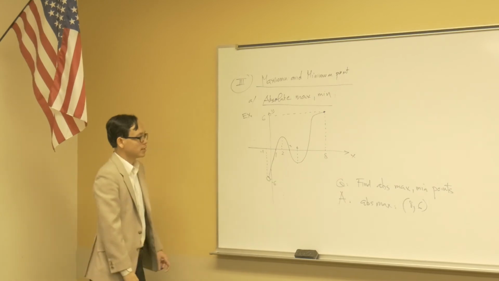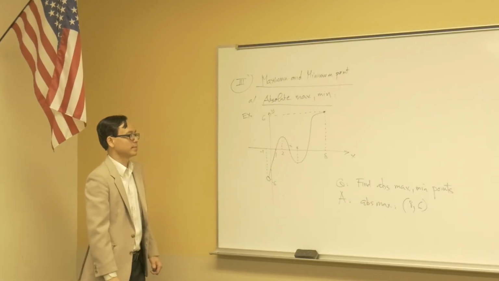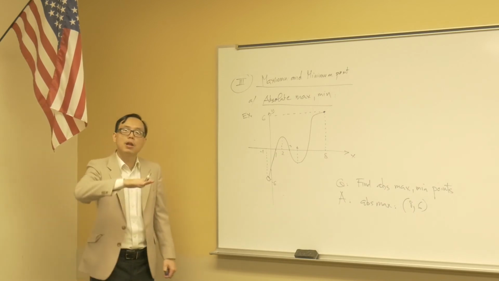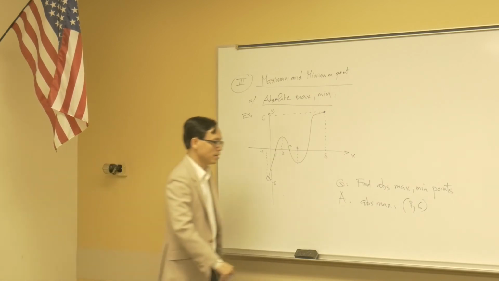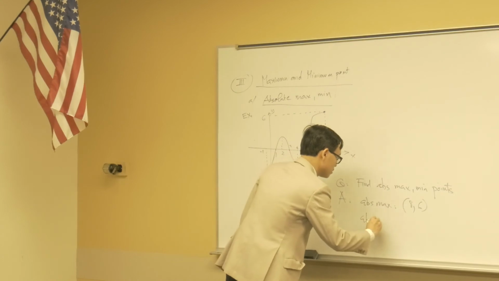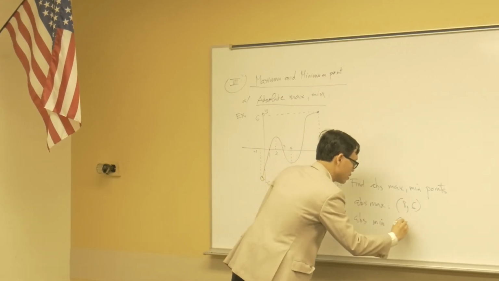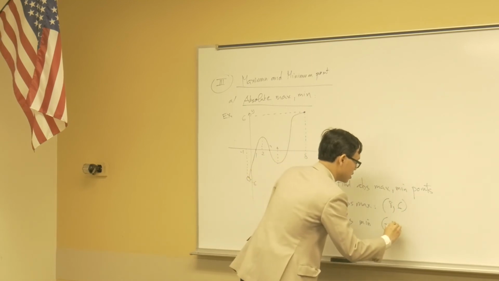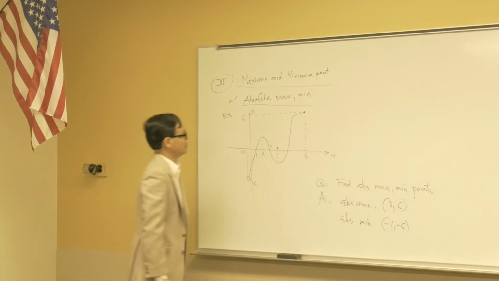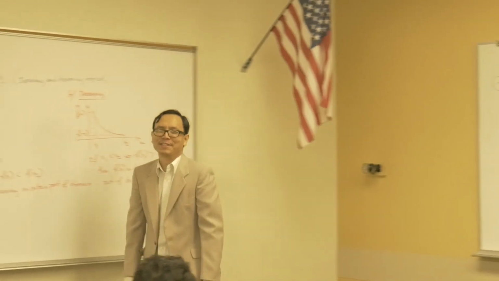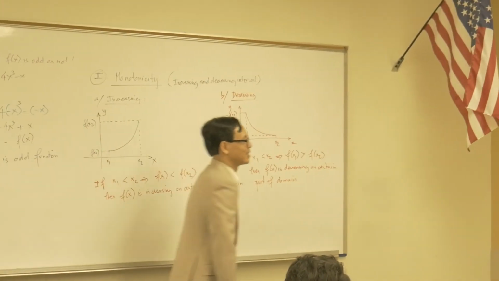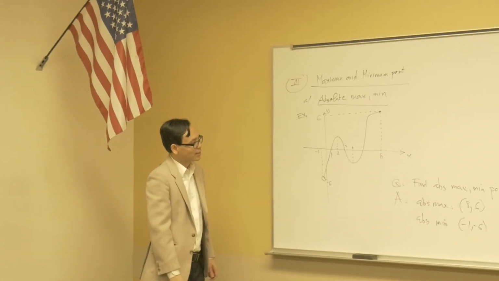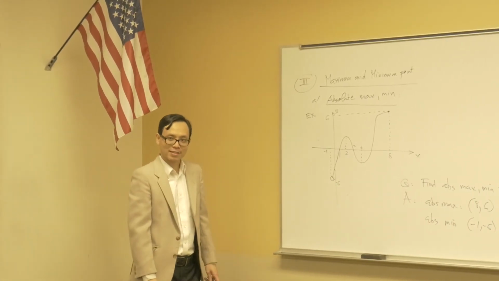Which one is the absolute min? -1, -6, because that's the lowest point. It's the absolute min. Oh my God, this is too easy, guys. Come on, just look at the graph. So easy. Okay, is everybody clear with absolute maximum?